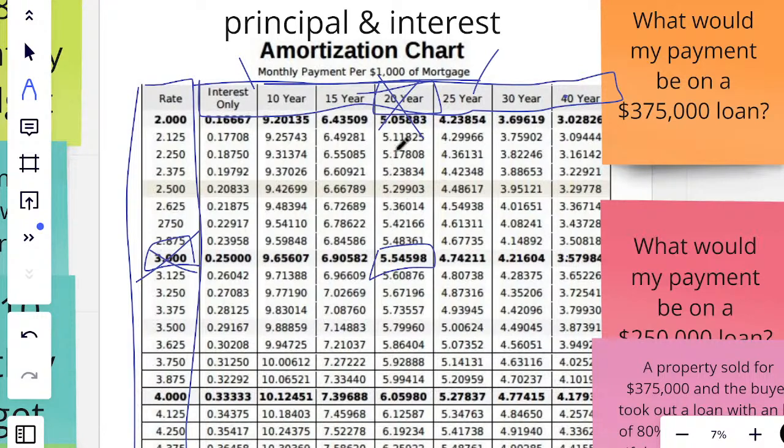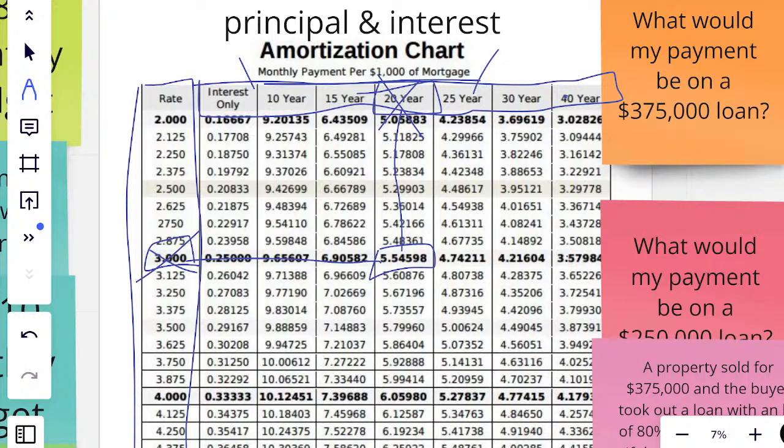Now, we know that someone's approved for a 20-year at 3%, and we know, based off of the table, that they're going to be paying $5.54598 per month.